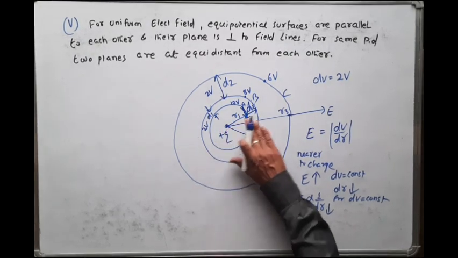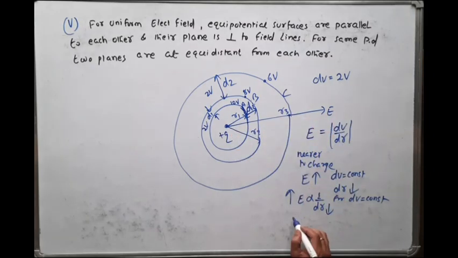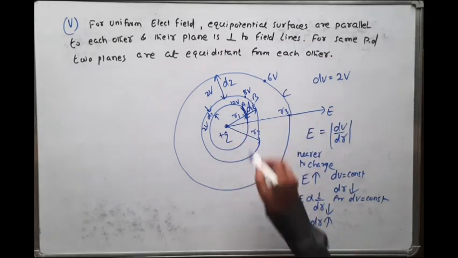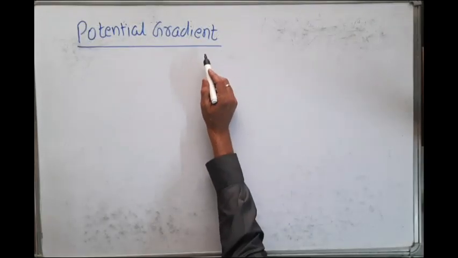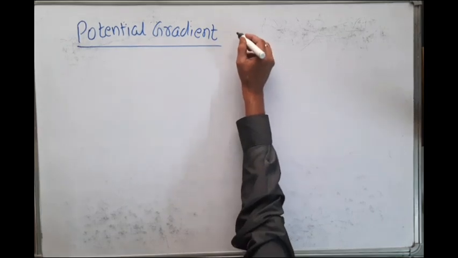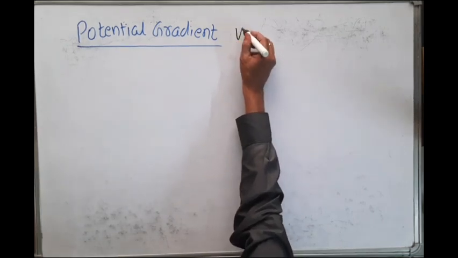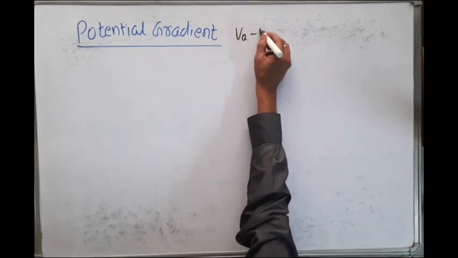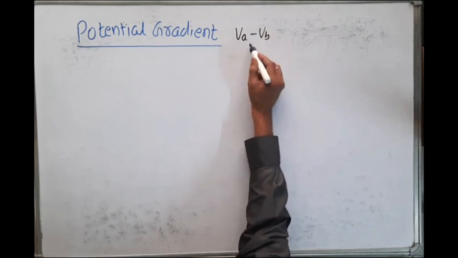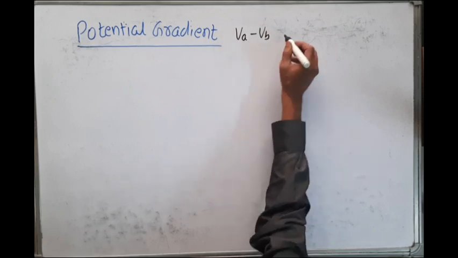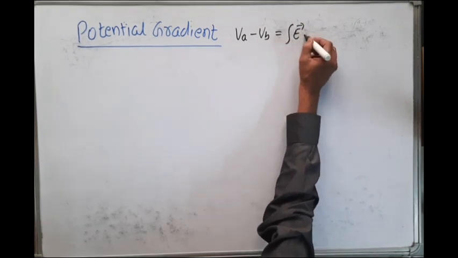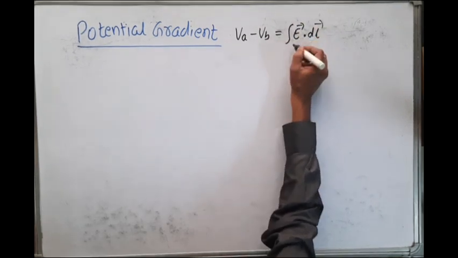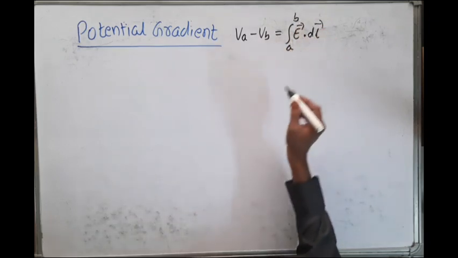And if we move away from the charge, the electric field intensity will decrease and the distance of separation will increase. So this is the logic behind it. Now, potential gradient. I have already told you, let us say point A and point B: the potential difference between A and B is VA minus VB, which is equal to the line integral of the electric field from point A to point B.